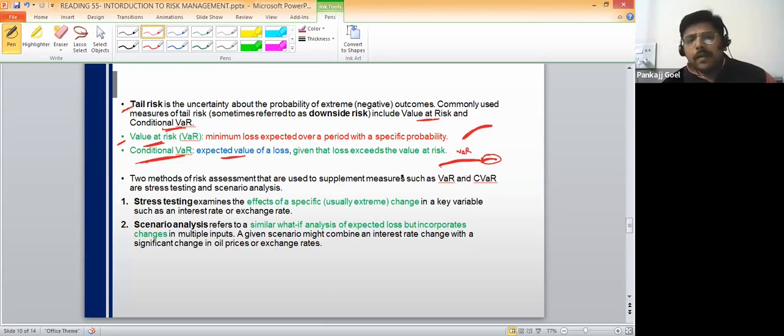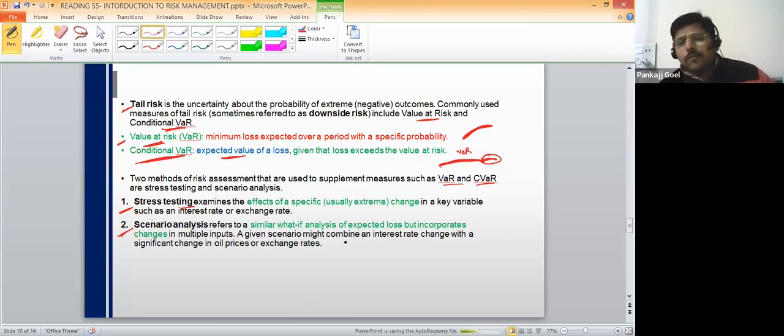Now, two methods of risk assessment are used to supplement measures such as VAR and CVAR. So there are two more things, two testings we can say, which we use with VAR and conditional VAR. One is stress testing, one is scenario analysis. So in this case, what happens? We change a specific variable and we see what the outcome is, what the change in the outcome is.